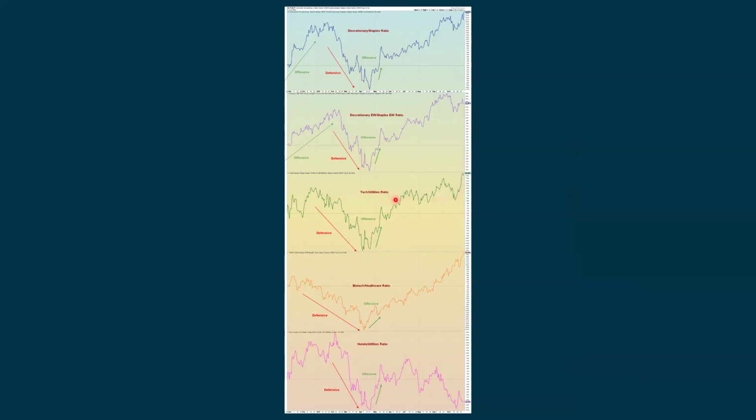But when we look at tech to utilities, that's doing quite well. Biotech, which is growth, to healthcare, which is value, that's doing quite well. Now, hotels to utilities, that had really been going down. It was starting to bounce back up. Now it's declining again and possibly starting to level off a bit with this ratio.